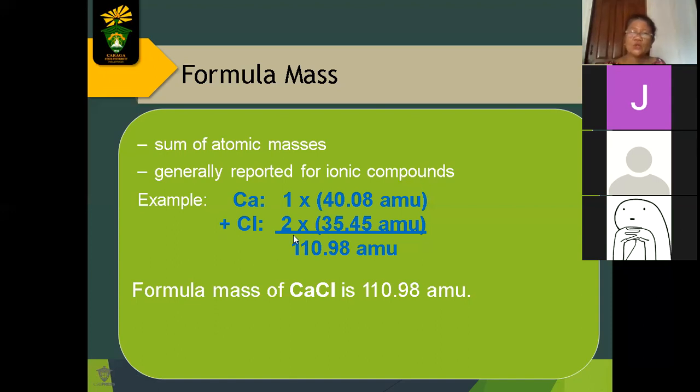Now, this is 2 times 35.45. This is 70.90. Now, 70.90 plus 40.08. Therefore, that is 110.98 atomic mass or gram per mole. That is now the formula mass of calcium chloride. I hope you are following. But do not worry, as I have said, I have other video that I will give unto you aron makita ninyo giunsa. It has that step-by-step way of computing the formula mass. Okay? Another example.